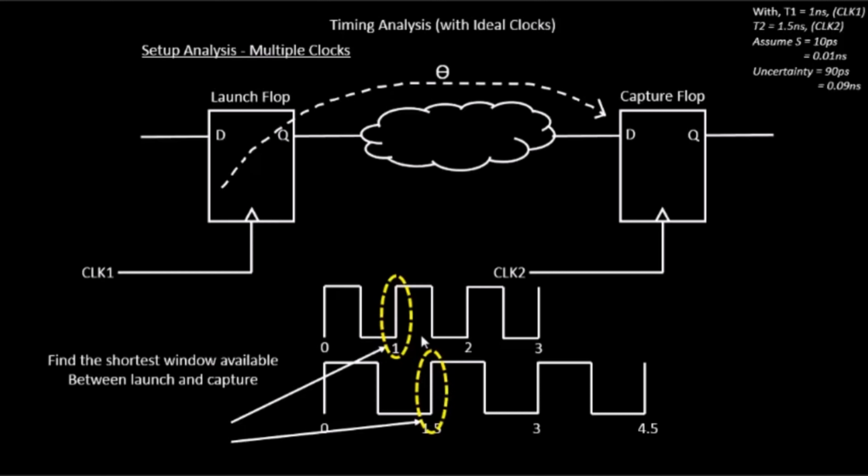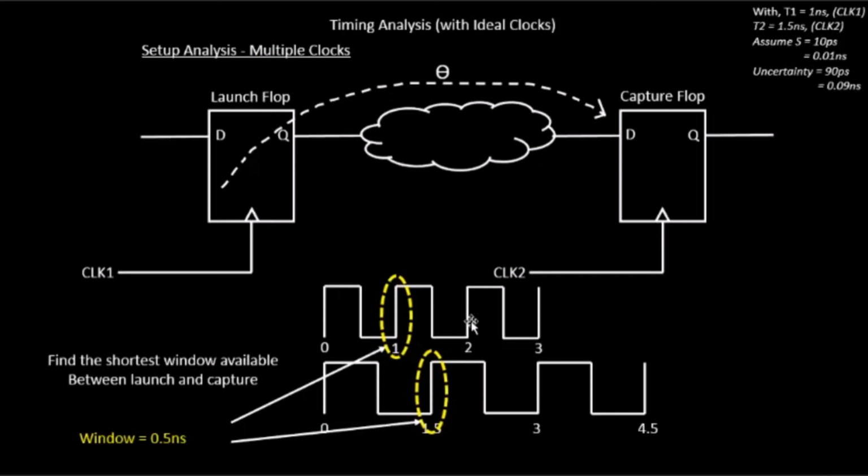In this case, the window that you see is only 0.5 nanosecond, in contrast to the previous one where we saw it was 1.5 nanosecond. So had we done the analysis at 1.5 nanosecond, and there was a case like this where the data is expected to reach within 0.5 nanosecond, we would have almost violated the timing. Okay, let's look into some other combinations of window.